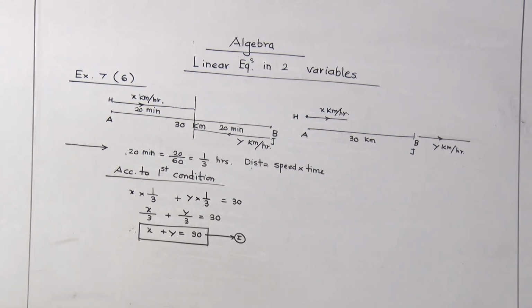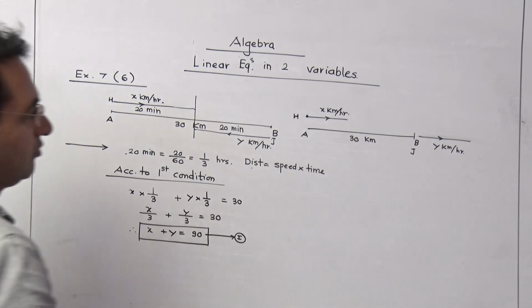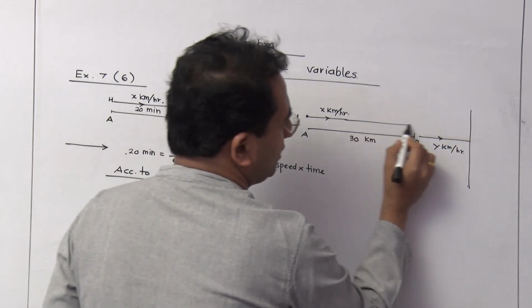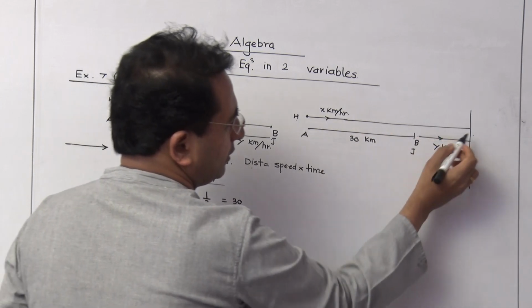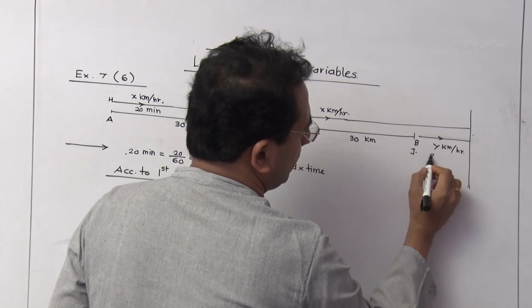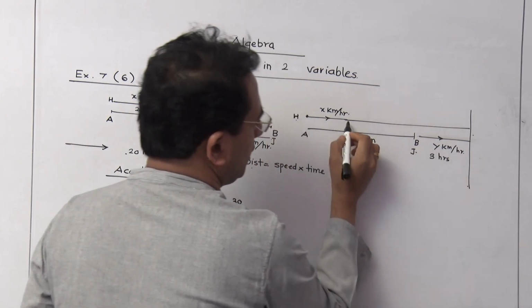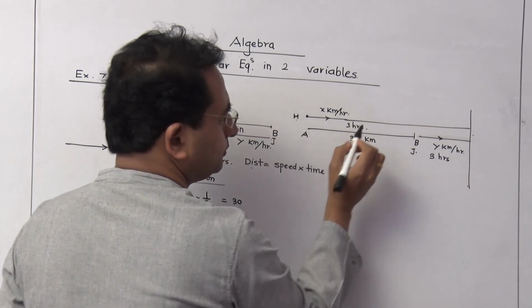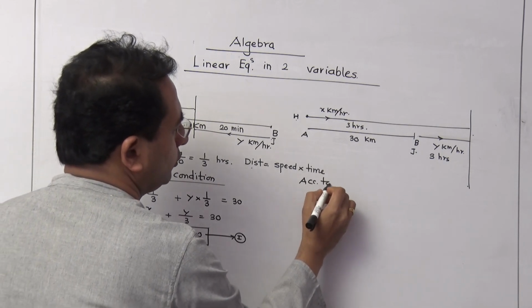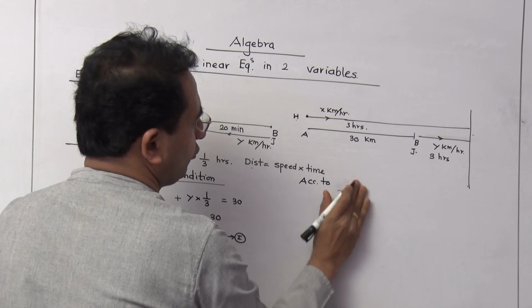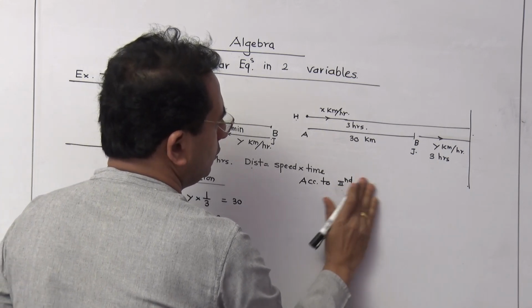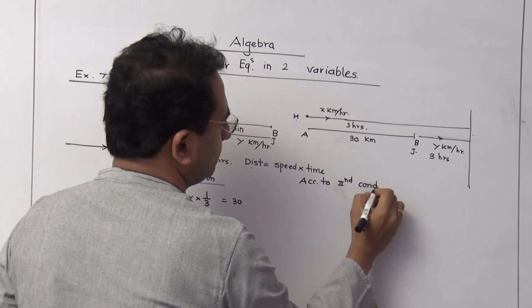Then they have given, they are meeting each other after 3 hours. So there is some point where Hamid comes here, but his speed is very slow, so it takes more time. So I am writing 3 hours here. Here also I am writing 3 hours. So now I can write it like this, according to the second condition.